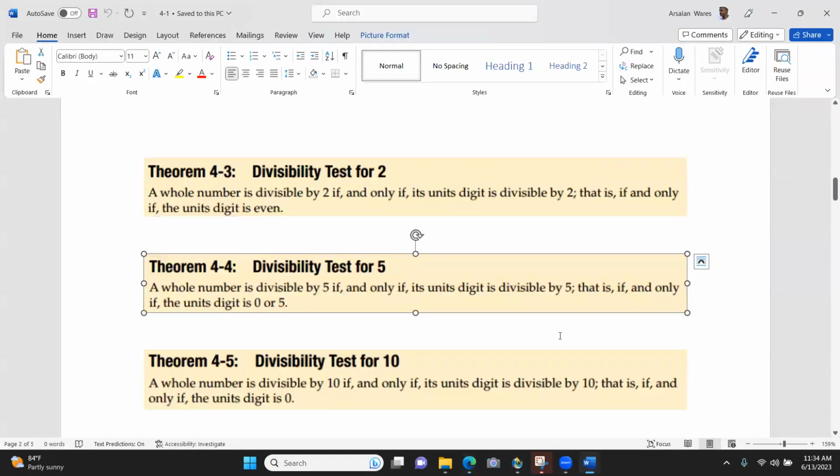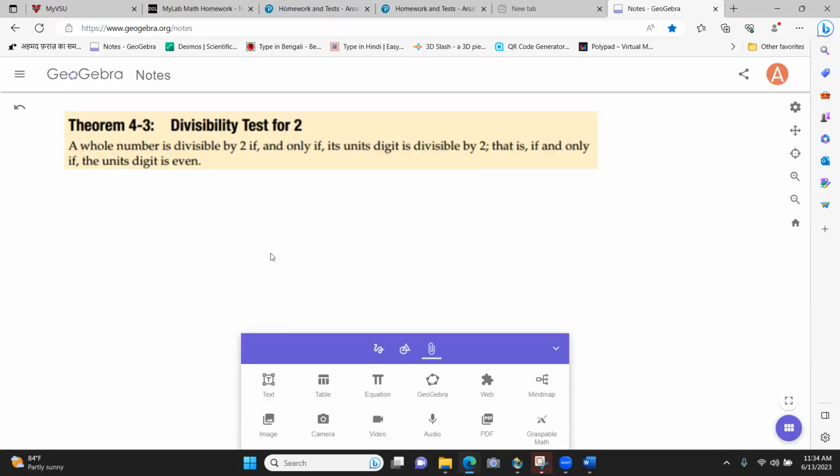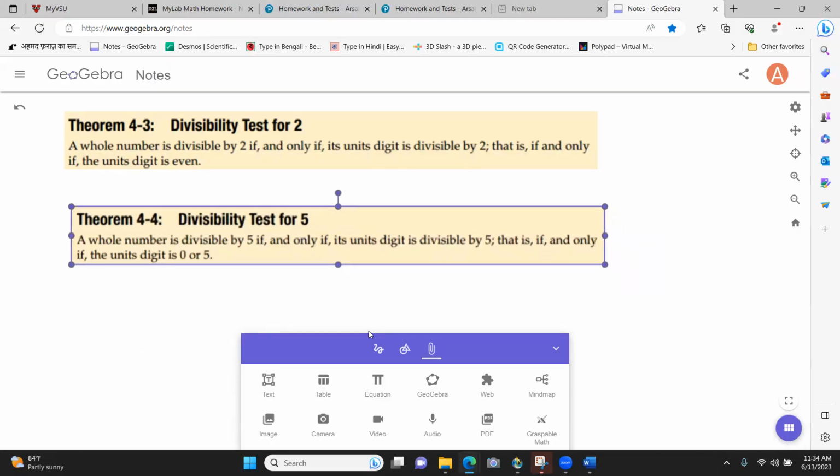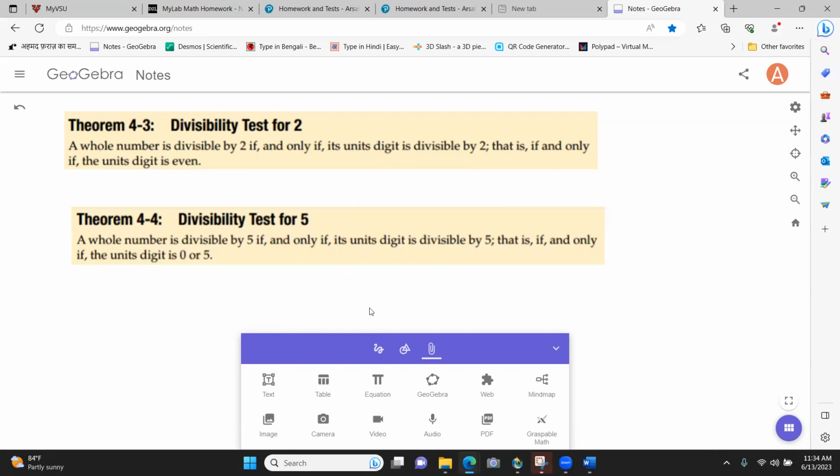Divisibility rule for 5. A number is divisible by 5 if its units digit is 0 or 5. If the units digit is 0, the number is divisible by 5. For instance, 10, 20, 30, 40, 330, 340, all those things. 15, 25, the units digit is 5, it's divisible by 5.